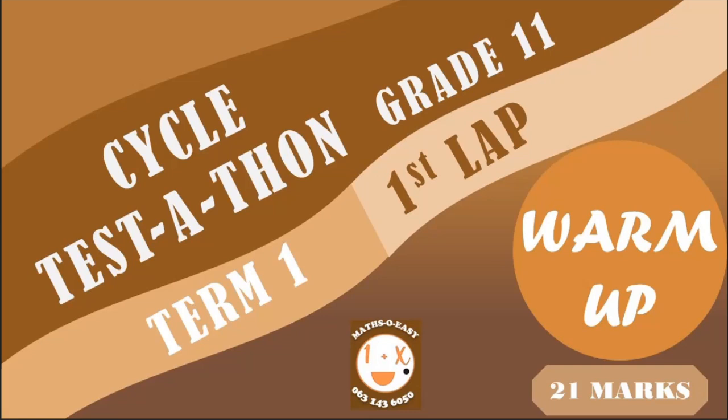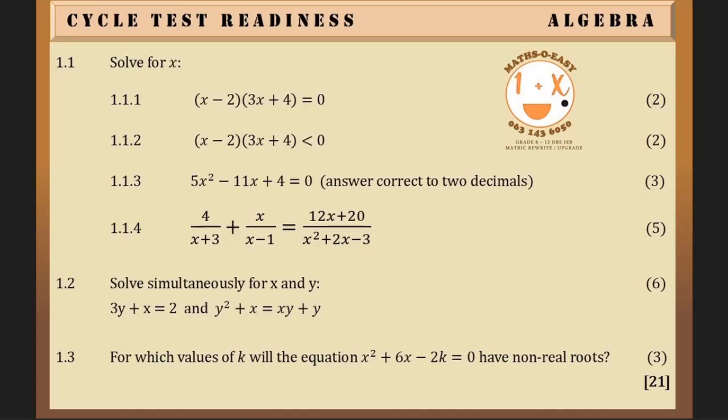Alright, remember we begin our cycle test preparation, term 1, grade 11. It is also good for grade 12. So here is a nice warm-up. So let's see the questions. There are the questions. A total of 21 marks. How many sub-questions? 4 in the first one, 2, so total of 6 sub-questions.